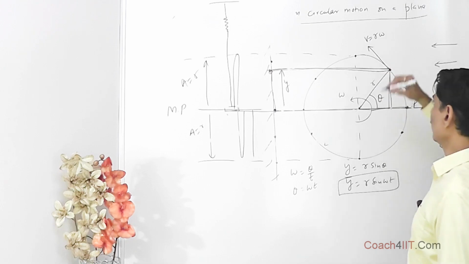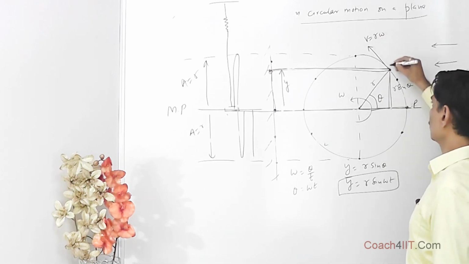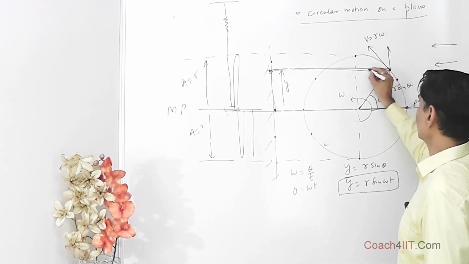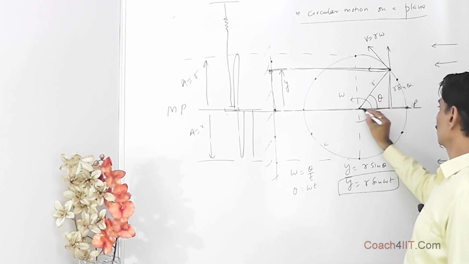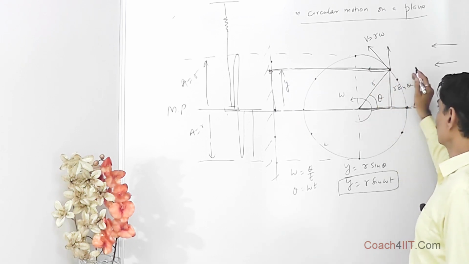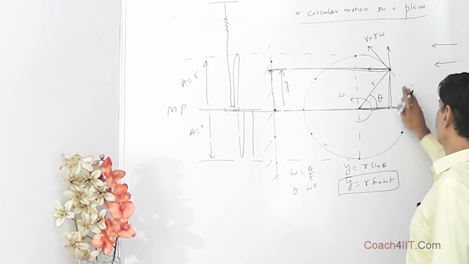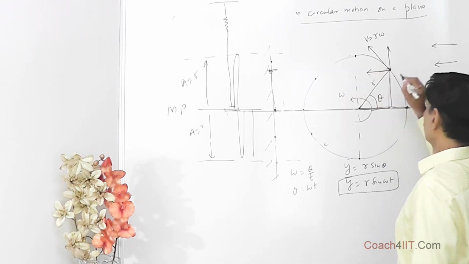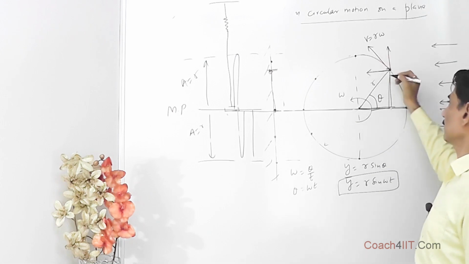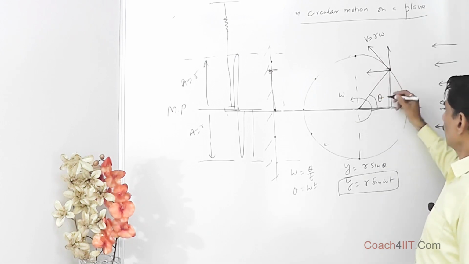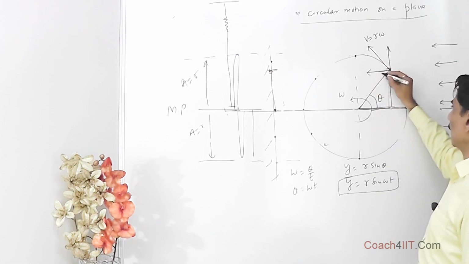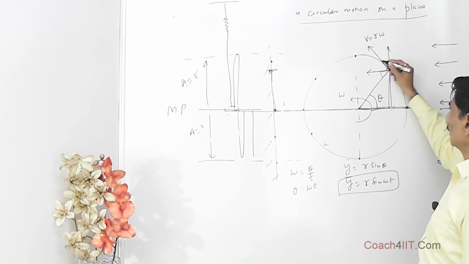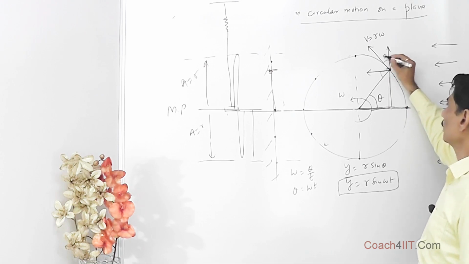Now the point to be noted is that this velocity has two components. One is this, the other is this. If this is theta, this line and this line are parallel lines, right? So let me remove this. I have removed the unnecessary details for the time being. So if this is theta, this line and this line are parallel, so this is theta, this and this is 90 degrees. So if this is theta, this is 90 minus theta, and this is going to be theta.